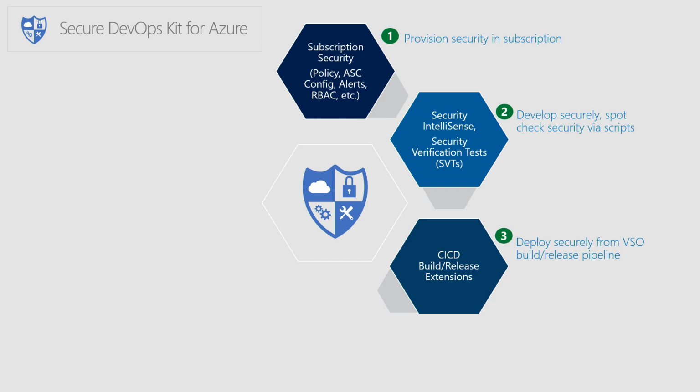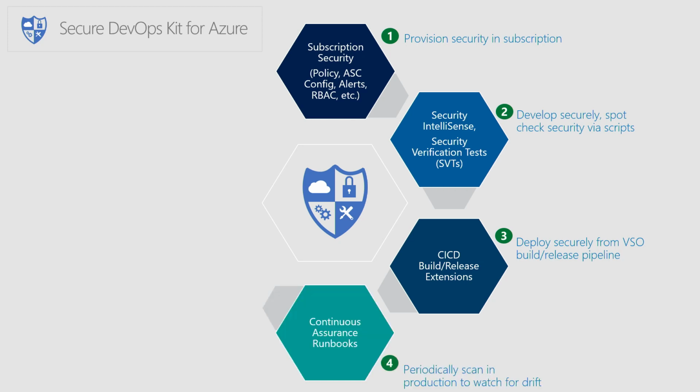The next one is CI/CD. So this is more applicable to Visual Studio Team Services or Azure DevOps, and it has extensions that do essentially the same thing, but in a continuous manner through the agile process and continuous delivery. So it can add into your build pipeline steps that are required for release. And then continuous assurance runbooks. So these are things that are built on an Azure automation account and automation scripts.